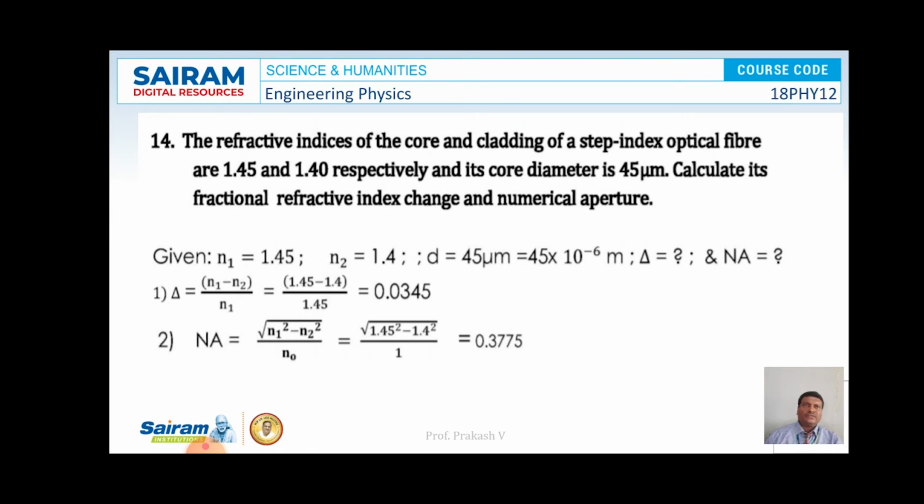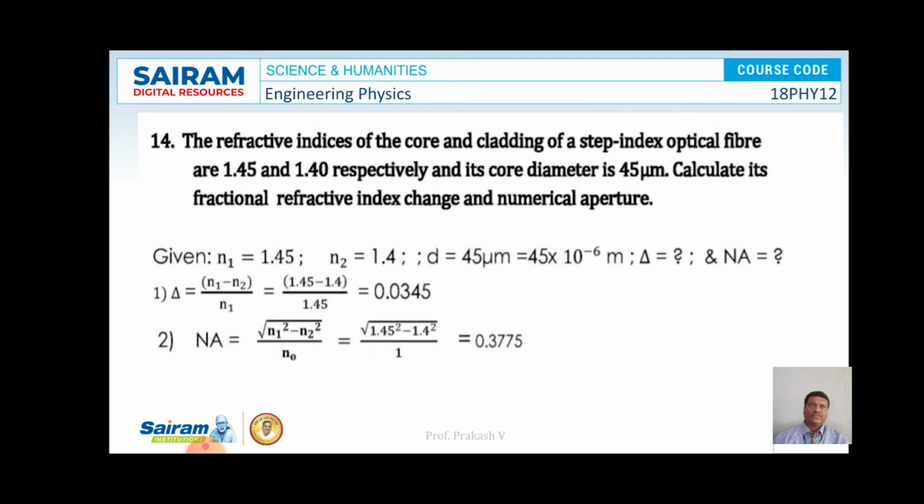The refractive indices of a core and cladding of a step index optical fiber are found to be 1.45 and 1.40 respectively, and its core diameter is 45 micrometer. Calculate its refractive index change and numerical aperture. That is, the fractional refractive index change is denoted by symbol delta, and we have to calculate the numerical aperture of the optical fiber. So given N1 is equal to 1.45, N2 is equal to 1.4 and D is equal to 45 micrometer. So what is delta and numerical aperture?